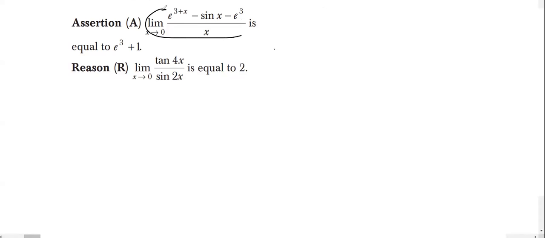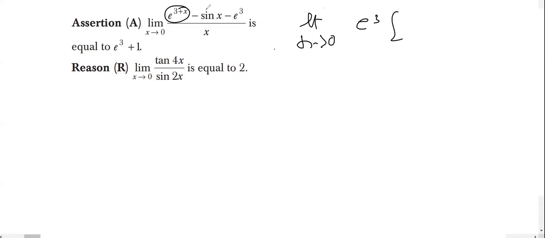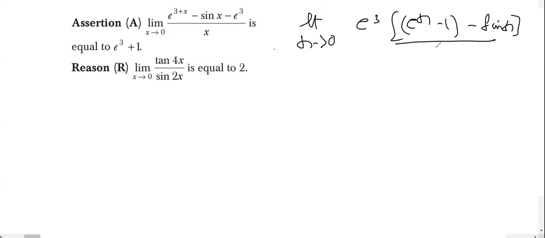Proceeding with the next question, we have this as the assertion. So let's first simplify it. For questions of this type, I need to take e raised to the power 3 as common, right? I'm taking e raised to the power 3 as common. So if I take e raised to the power 3 as common, that means dividing this by e raised to the power 3, this becomes e raised to the power x, and this will turn out to be minus 1. And then minus sin x is left. And then the whole is divided by x.